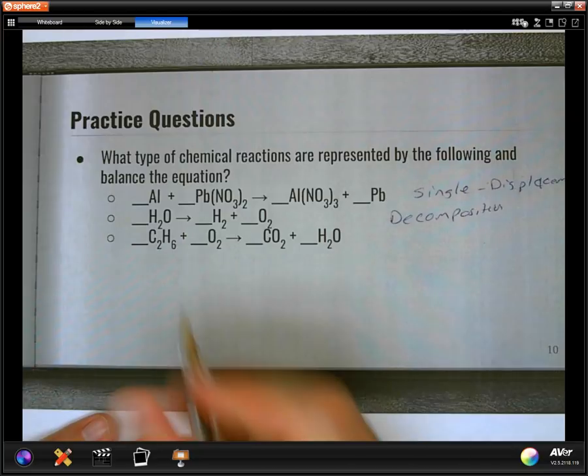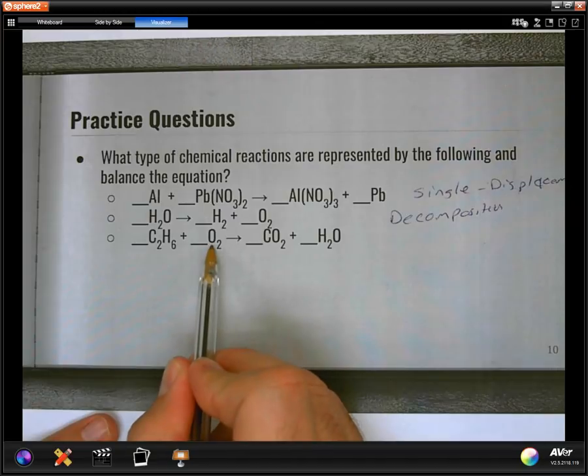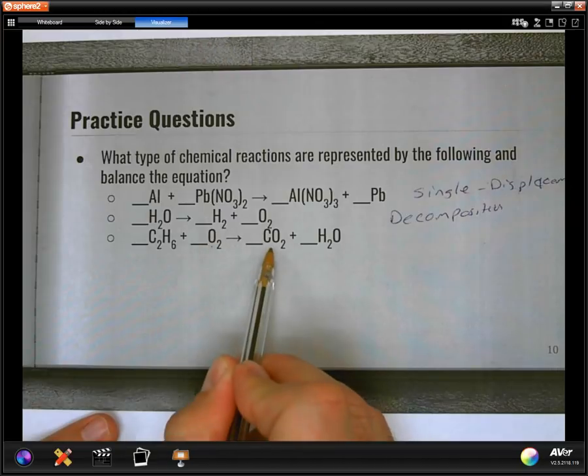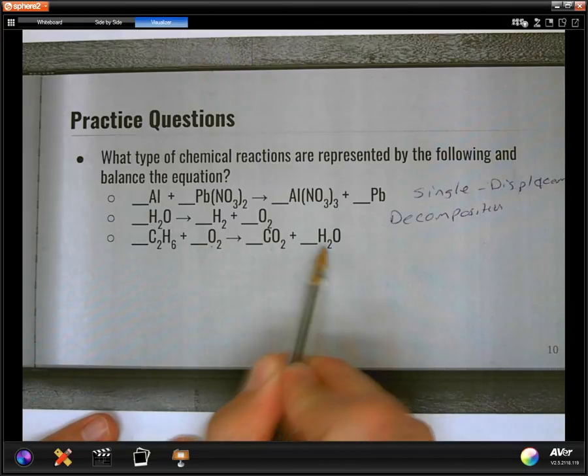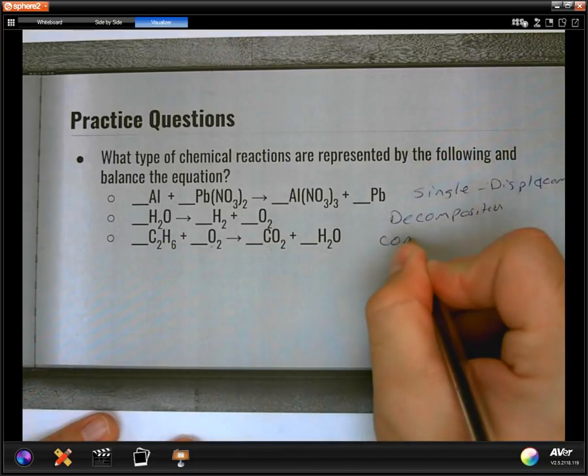And finally, the last one, we can look through here. I identify there's an oxygen present. I identify there's a carbon dioxide present. There's a water present. And there's some kind of carbon fuel. So this would be labeled as combustion.